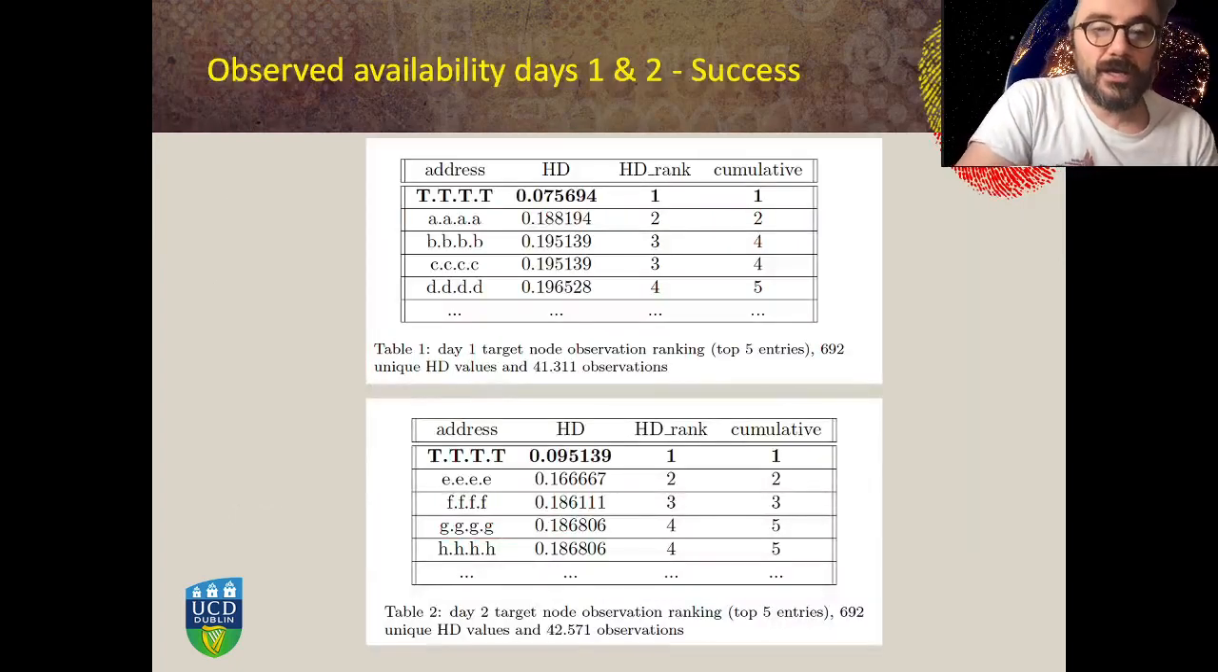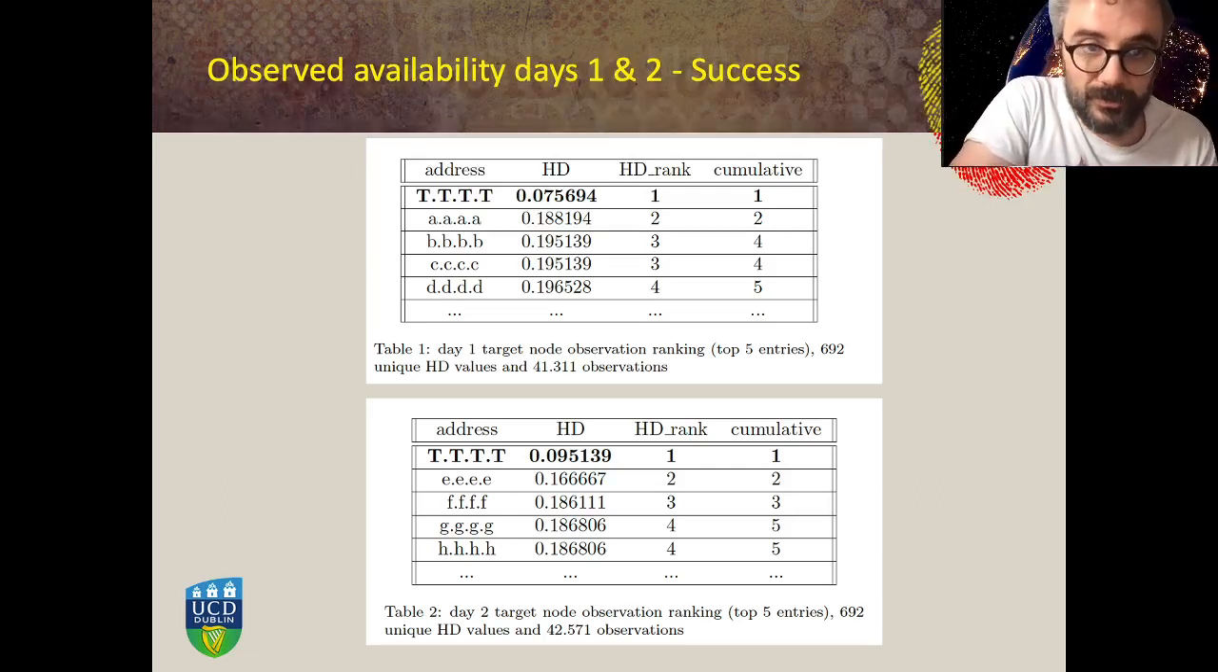So we then used our monitoring infrastructure to monitor all the available nodes. We generated the vectors that we introduced before. We calculated the Hamming distance between our target node availability and all the nodes present on the network. And for days number 1 and 2, where we had something like 40,000 observations, so 40,000 routers, nodes connected to the network, we calculated the Hamming distance between our target availability pattern and all these 40,000, and then we sorted the availability vectors by Hamming distance, and we ranked them.